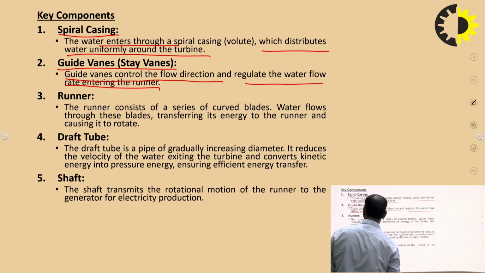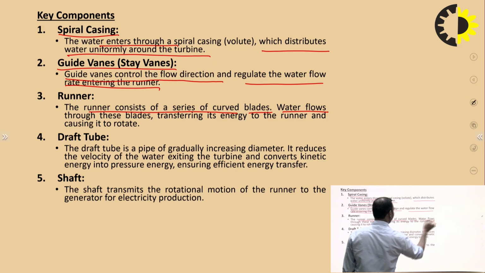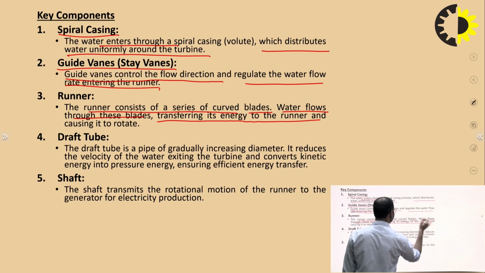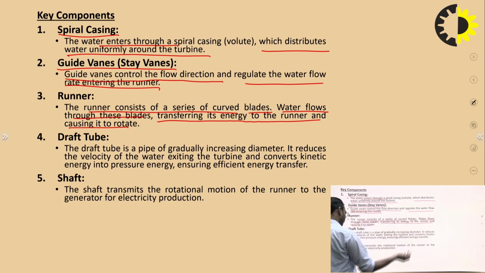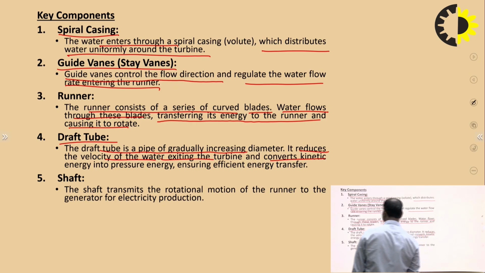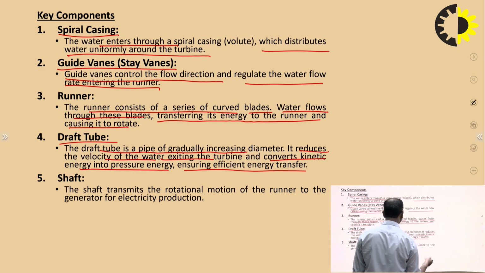Then the third one is runner. The runner consists of a series of curved blades. Water flows through these blades, transferring its energy to the runner and causing it to rotate. Then draft tube. The draft tube is a pipe of gradually increasing diameter. It reduces the velocity of water exiting the turbine, and converts kinetic energy into pressure energy, ensuring efficient energy transfer.